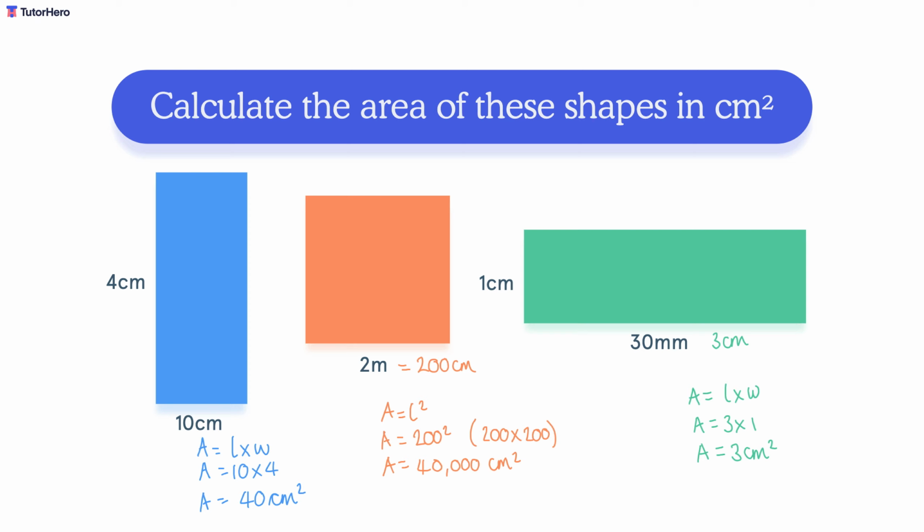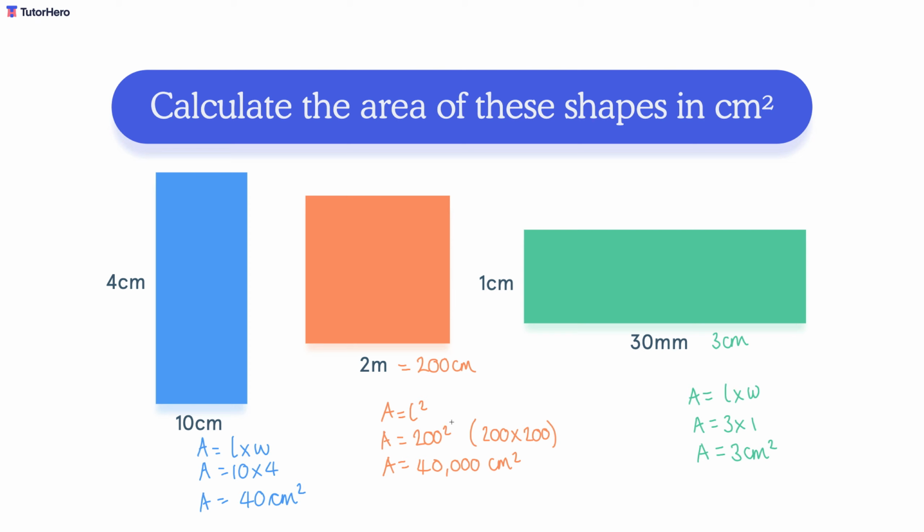The second shape is a square, and this time the measurements are in metres. The length of the sides are 2 metres, so we need to convert 2 metres to centimetres. We know that there are 100 centimetres in each metre. 100 times 2 equals 200. 200 centimetres. We can then use our formula to find out the area of this shape. A equals L squared, so A equals 200 squared.